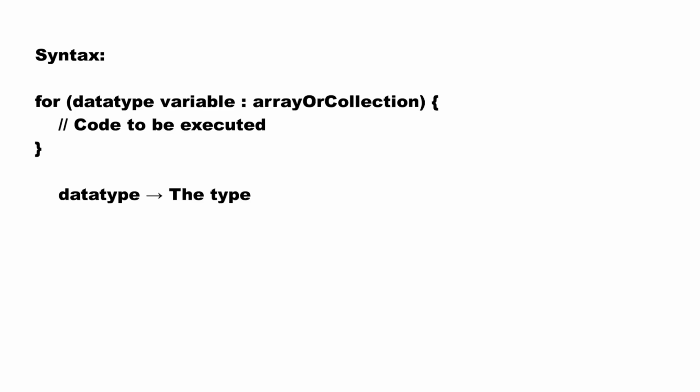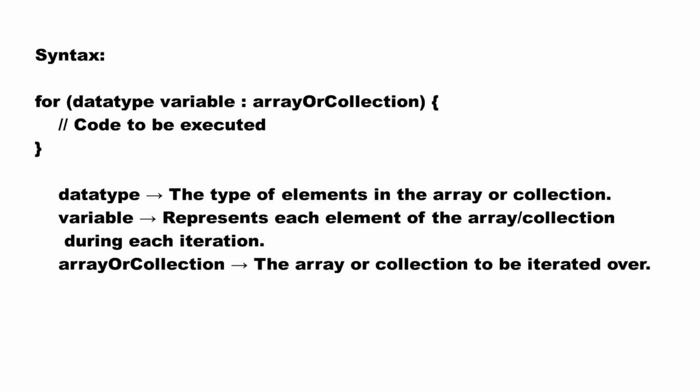Now let's look at the syntax. The syntax of the enhanced for loop. We have for, open bracket, data type, variable, colon, array or collection, close bracket, open braces, comment, code to be executed, close braces.